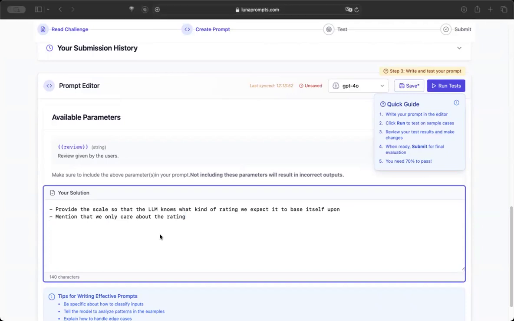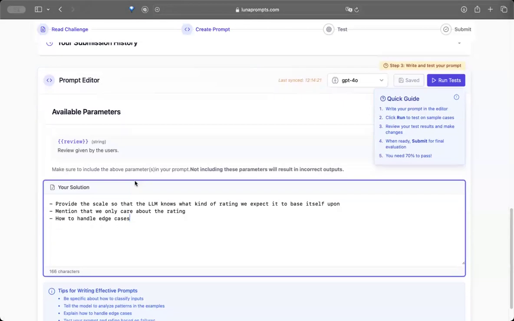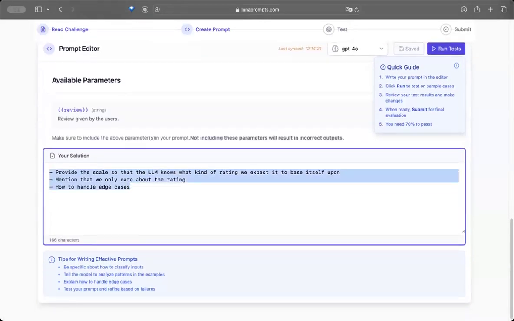And then the last thing that we should keep in mind is how to handle edge cases. This can become very complex in other scenarios, but right here, we have that if the review is not relevant, we give the rating as -1. So we have to write that explicitly here.